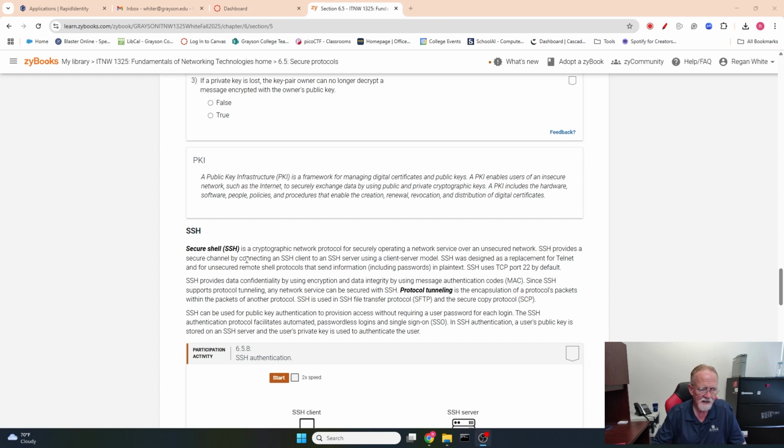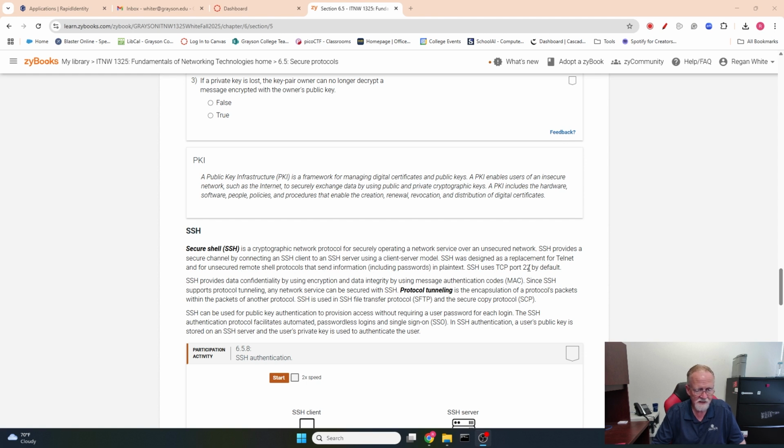SSH provides a secure channel by connecting a client to a server using a client-server model. It was designed as a replacement for Telnet, which is completely unsecured and sends everything in plain text. So you never, ever, ever want to use Telnet. Some old school network admins still have that enabled, but they're just basically looking to be hacked. Telnet uses completely plain text. There's no security at all. And so it's very easy then to break into a Telnet session.